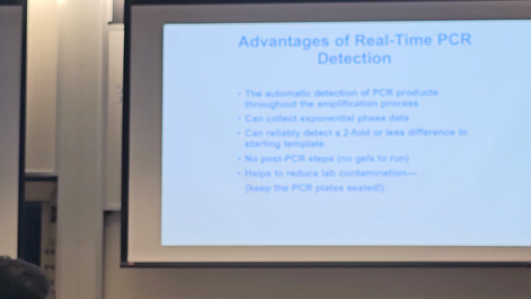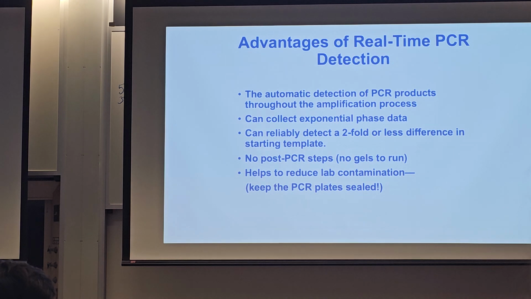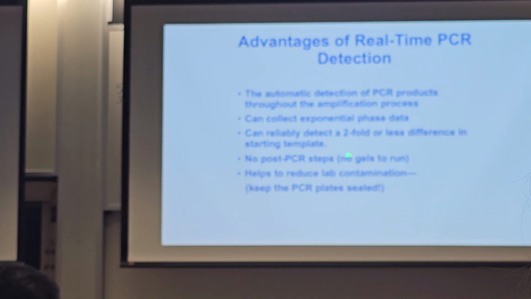And so people publish this kind of data all the time. People will publish and claim significant differences with less than a twofold difference, but you've got to do a number of replicates.